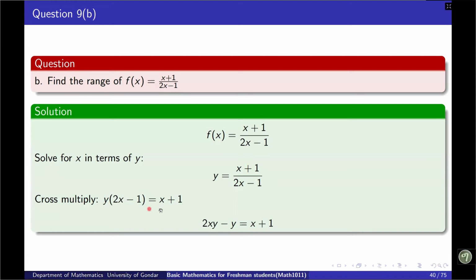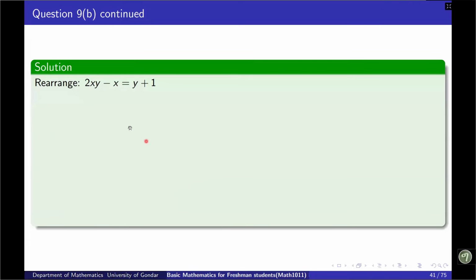We have a cross multiplication, that is y times this one, which is y(2x - 1), equal to x + 1. And taking this one to the left side, we have 2xy - y, distributing this, equal to x + 1. Then rearranging these terms, 2xy - x = y + 1. We have x(2y - 1) = y + 1. Then if we solve for x, x = (y + 1)/(2y - 1).